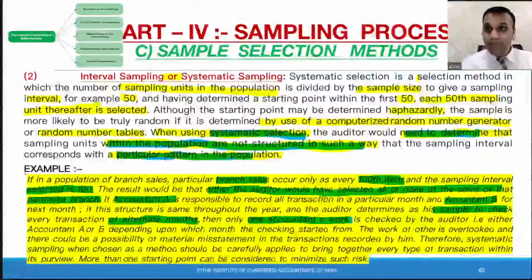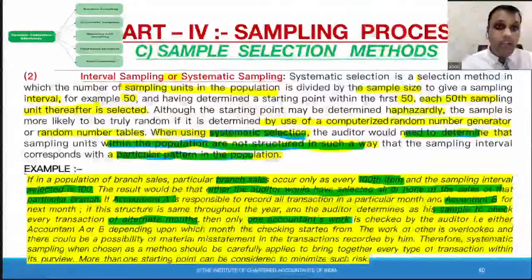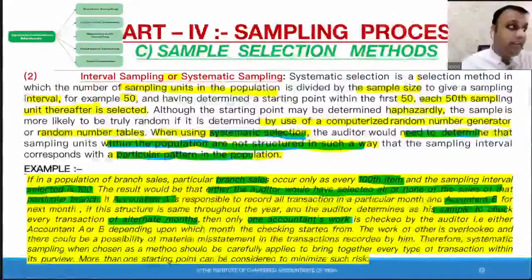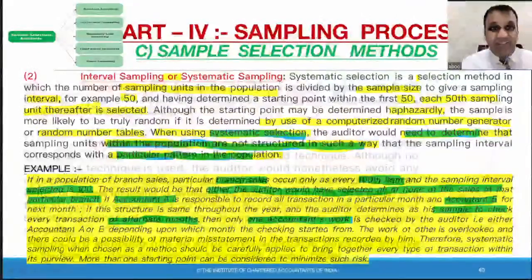Okay. So this is what interval sampling is, and I hope Ojasvi, it is cleared now. Random and systematic. Yeah. Okay, now I get it. Yeah, I told you. Fine.